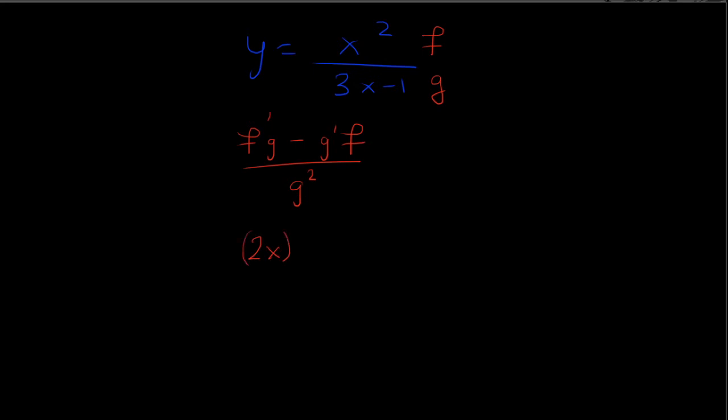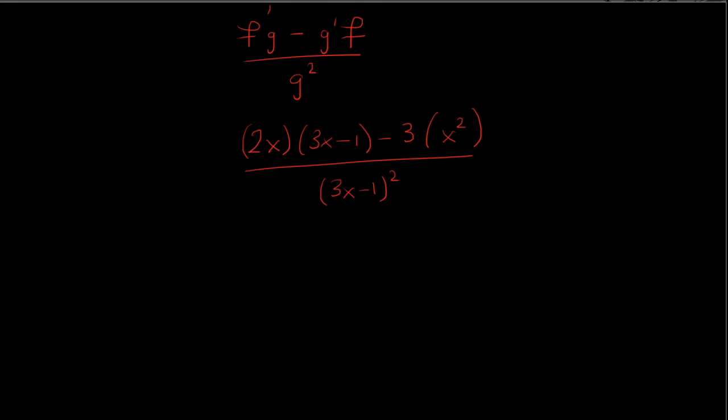Next, I have y equals x squared over 3x minus 1. I'm going to label x squared as f and 3x minus 1 as g. I want f prime times g minus g prime times f over g squared. The derivative of f is 2x, times g, 3x minus 1, minus, now the derivative of g is 3 times f, x squared, all over g squared, which is 3x minus 1 quantity squared.